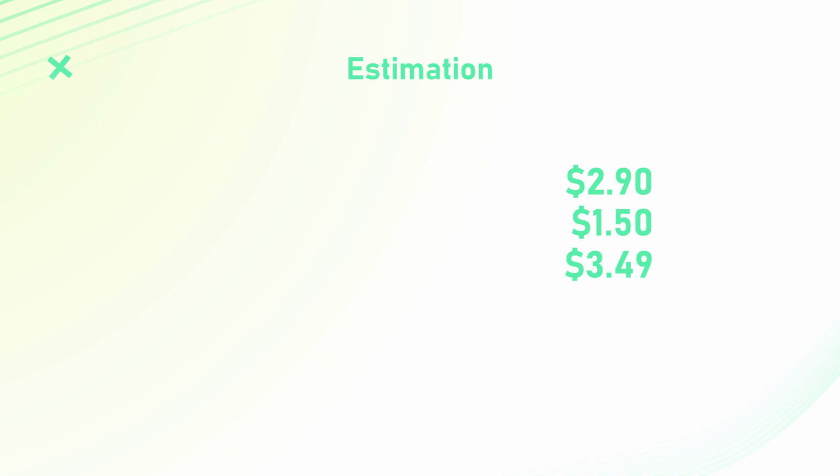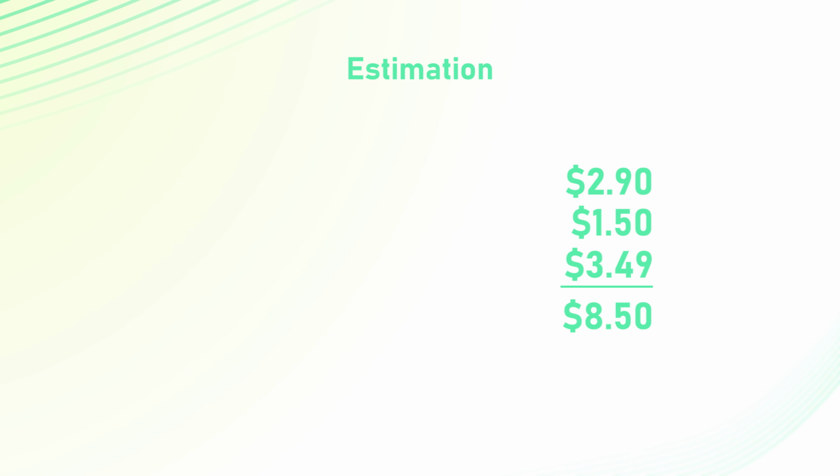You're in a grocery store and you suddenly forget how to use a calculator. Oh no! Once you forget how to use a calculator, you start looking at the items that you've bought. Let's say you've bought milk for $2.90. Then you bought some fruit for $1.50. And then you bought some bread for $3.49. You can easily round that up to an estimated $8.50.